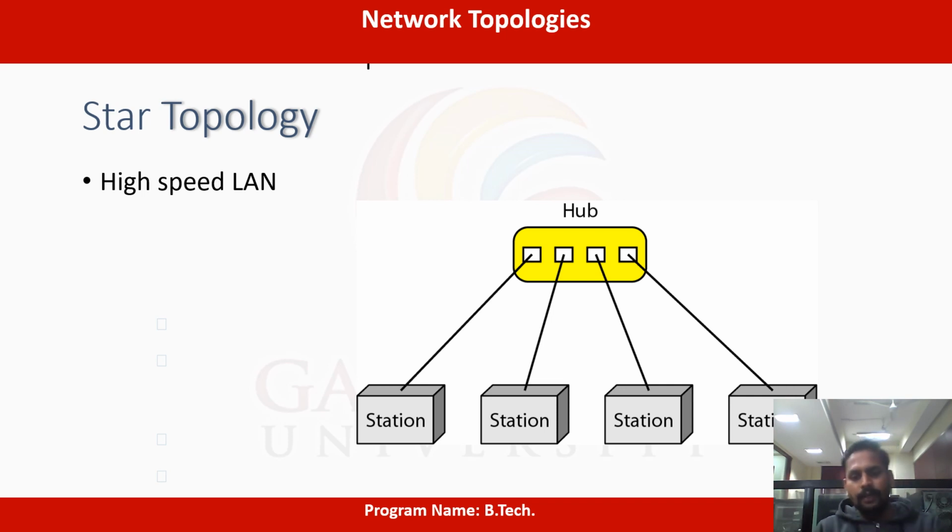And the drawback of this star topology is if the hub goes down. That means if any problem happens to that hub, then whichever systems are connected to that particular hub, all those systems' performance will go down, because all these systems are connected with the hub only. This is the main reason why we have to keep the hub always up.